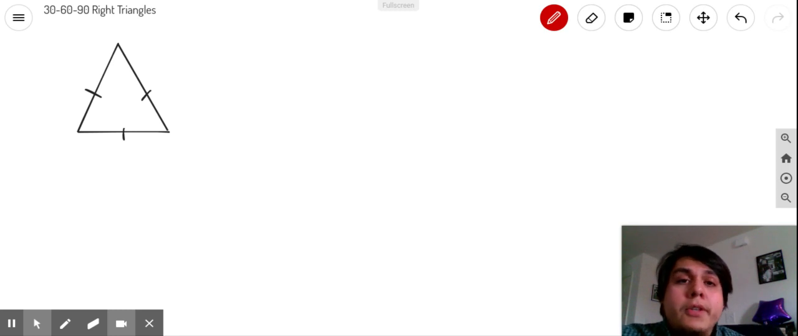Hey guys, so last video we talked about the 45, 45, 90 special right triangles. Now we're going to talk about the 30, 60, 90 special right triangles. In order to help us do that, we're going to take a look at this equilateral triangle, and I know it's equilateral because all the sides are the same.